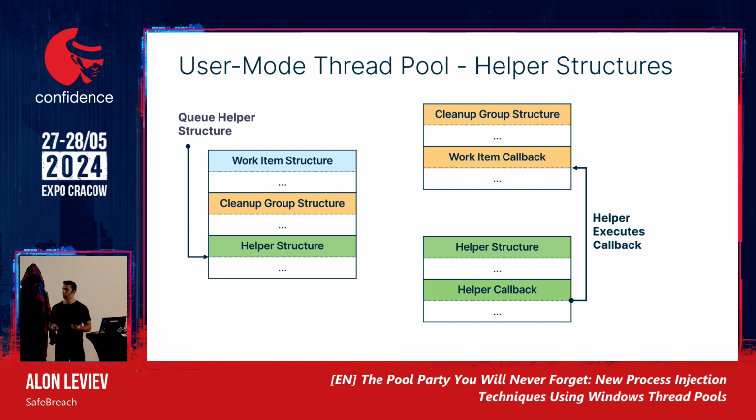Before we dive into the queuing mechanism of each work item type, it is important to note that work item callbacks would not be executed directly by the worker threads. Instead, each work item has a helper callback that is used to execute the work item callback. And the structure that is queued is the helper structure. So we have the work item structure in the blue color, and we have the green structure, which is the helper one. What gets queued is not the blue structure, but the green structure. So just keep it in mind, because it will really help us to better understand the queuing mechanism of the work items.